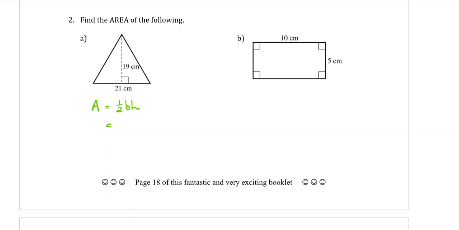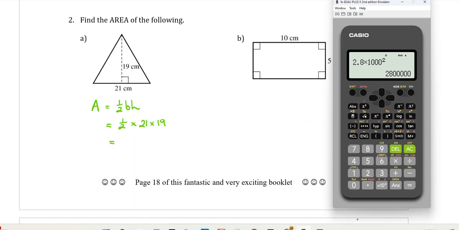Have a look at the triangle. What's the base of the triangle? Yeah, so half times 21 times 19. Now, it really doesn't matter if you did half times 19 times 21. It's going to give you the same thing. Okay, type it in your calculator.